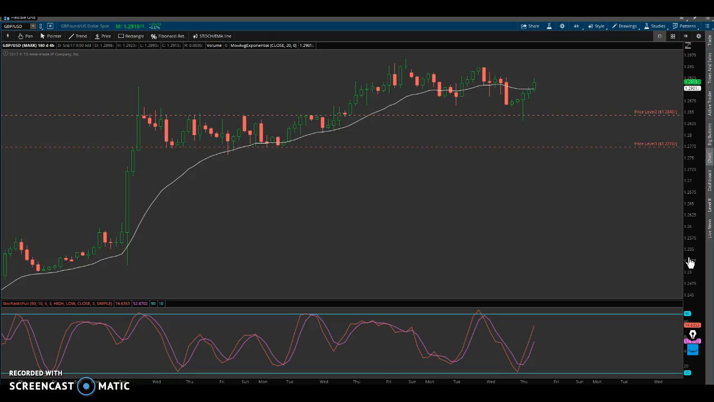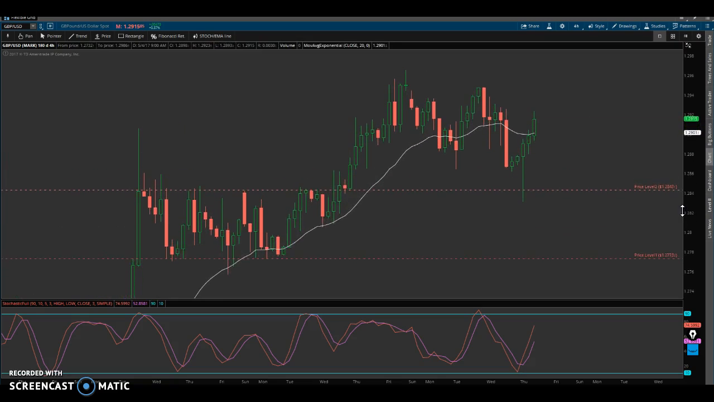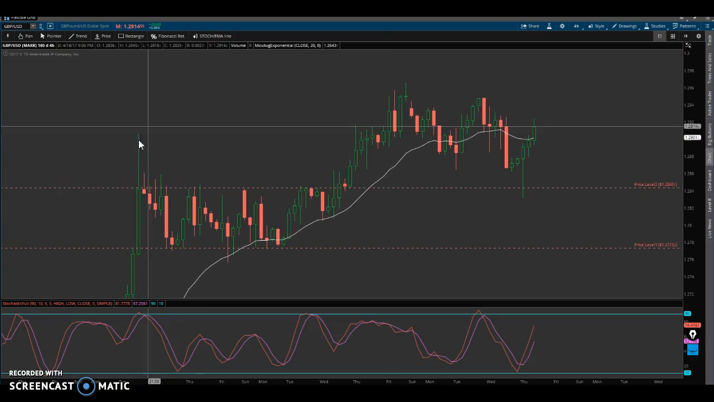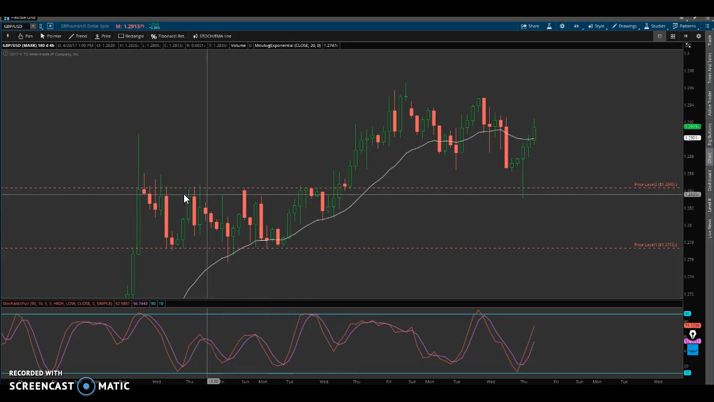Confluence wise, there were some nice areas of confluence. We have that structure level that held numerous times. It couldn't really get a close above that on the 4-hour chart, with many wicks finally tagging it. When it did break above it, it came back down, retested it here, and then moved higher.